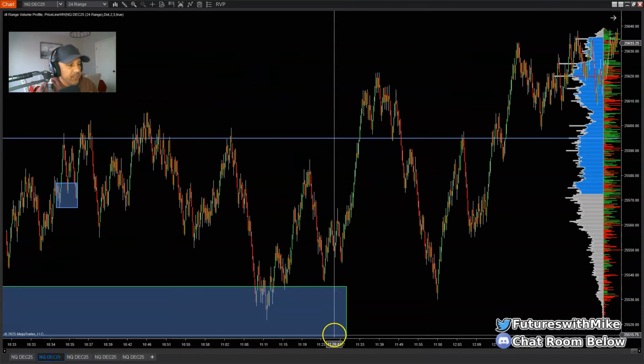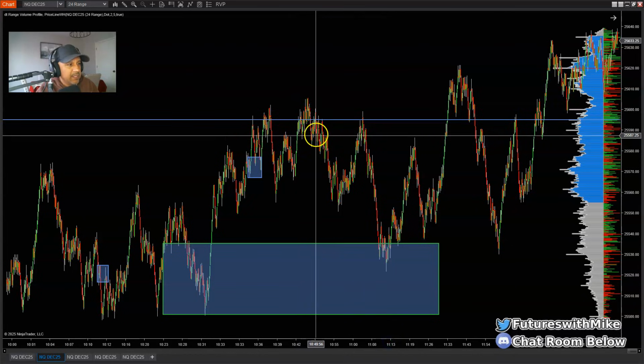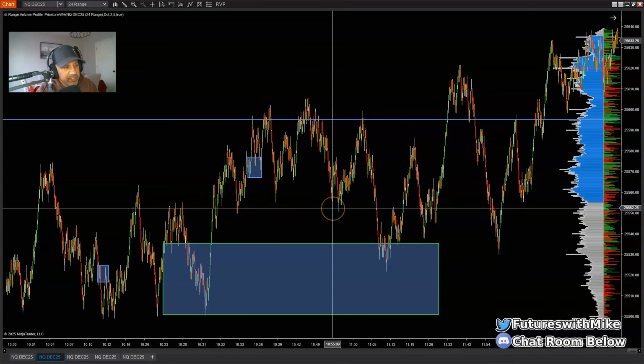Okay. So this is what it looks like. We're moving down. We're making lows, lower highs, lows, lower highs, lows, lower highs, breaking structure right here to the downside.